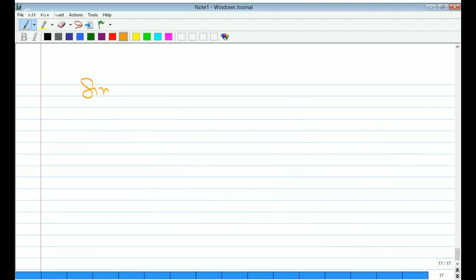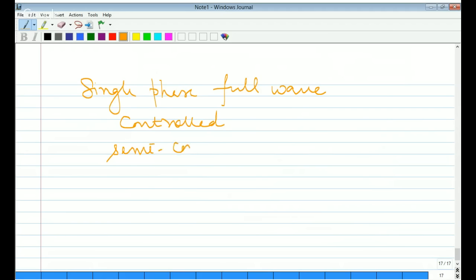single phase, full wave, controlled. That is what actually I remember during the GATE time. Semi-controlled, then three phase, half wave, and again three phase full wave, controlled and semi-controlled.